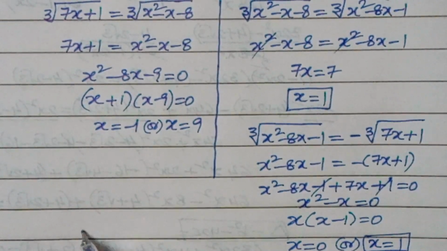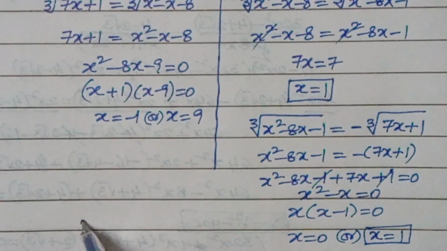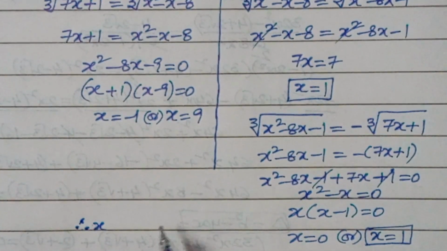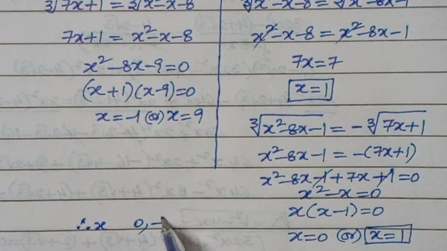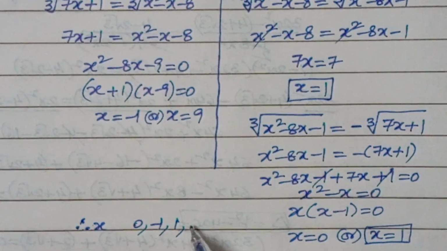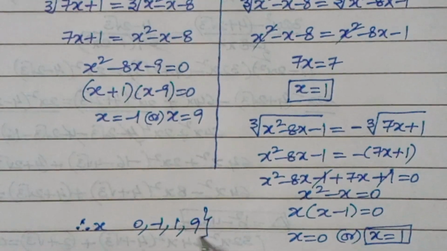Therefore, you are getting the values of x: 0, minus 1, 1, 9.